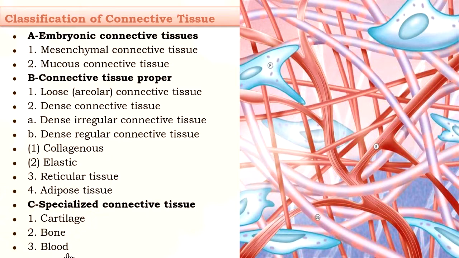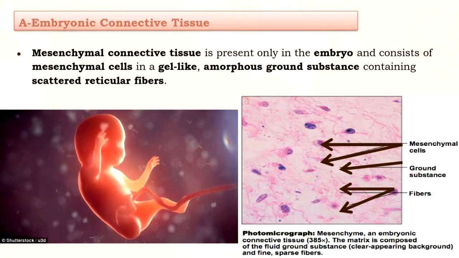Embryonic connective tissue. The mesenchymal connective tissue is present only in the embryo and consists of mesenchymal cells in a gel-like or amorphous ground substance containing scattered reticular fibers. Here, the mesenchymal connective tissue is only present in the embryo. First picture is showing the embryo and the second picture is showing the photomicrograph of the embryonic connective tissue. Here you can see the light appearing are the mesenchymal cells.